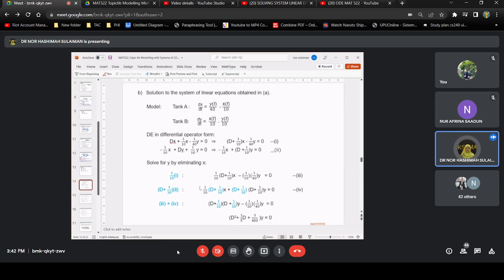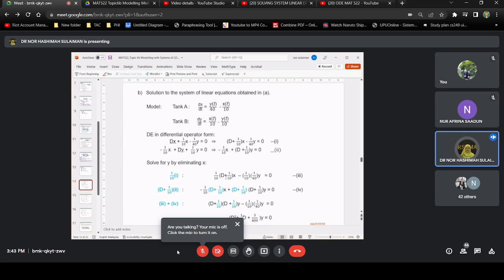So teknik dia sama juga. Macam ni kita nak samakan dia punya operator tu, so that we can eliminate dx by simply multiplying with the constant. Ini tak apa multiply because you are multiplying the equation with the constant. But when you apply the operator, kita tak kata multiply, kita kata we apply the operator D plus 1 over 10 ni terhadap equation yang kedua. So you end up getting this one. Saya warnakan yang biru ni lah operator ni.